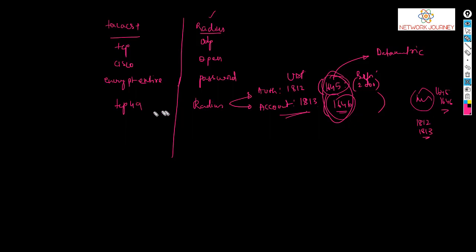What else do we have? TACACS is a heavyweight protocol. The reason is it's TCP, which works on a three-way handshake, whereas RADIUS is lightweight because there is no three-way handshake. It's a UDP protocol.